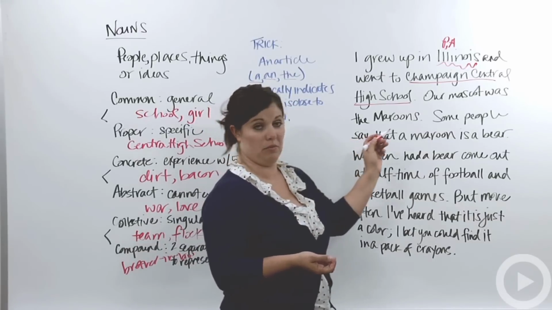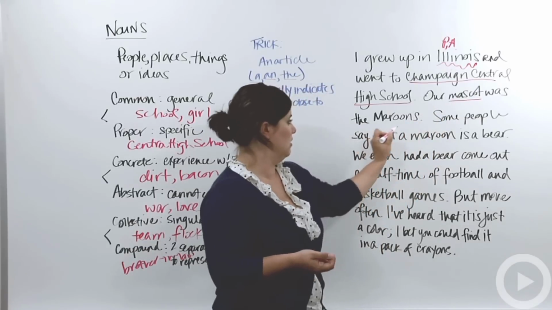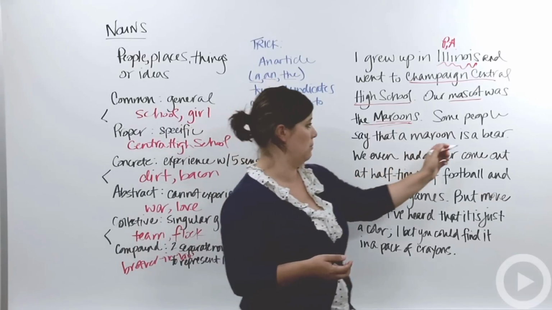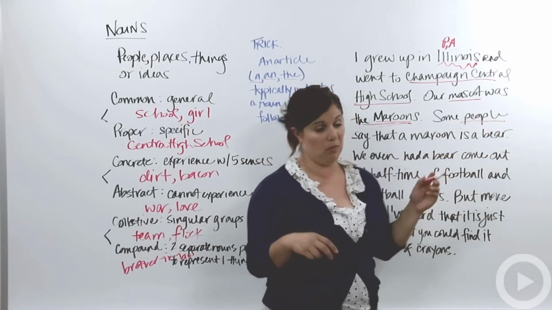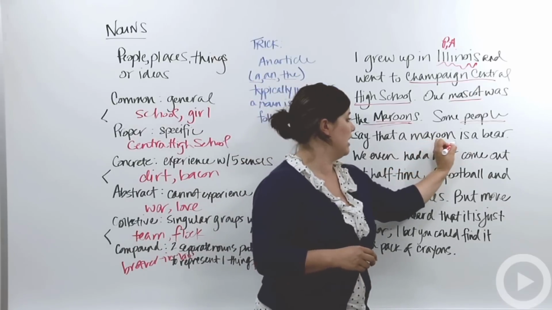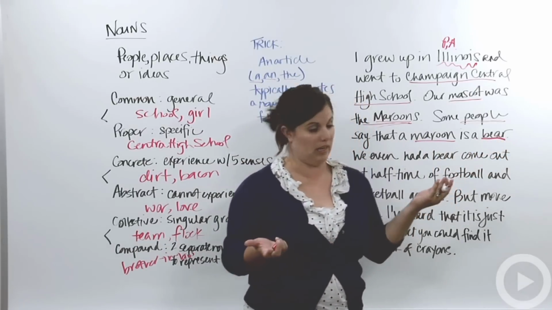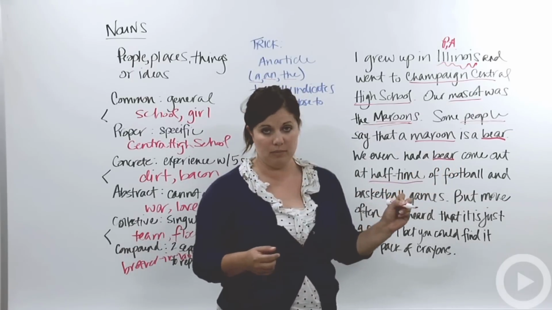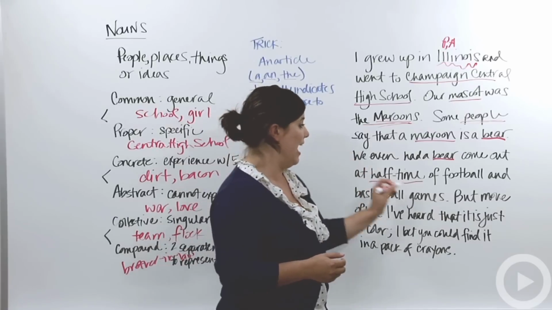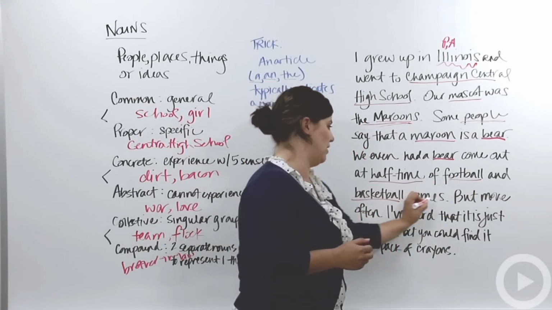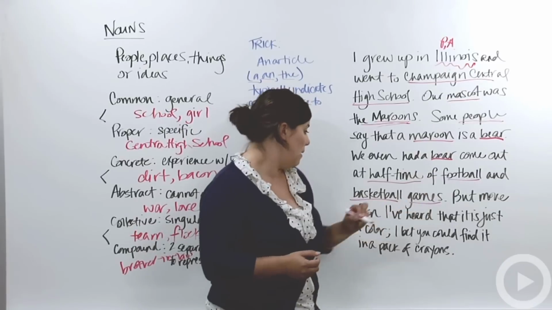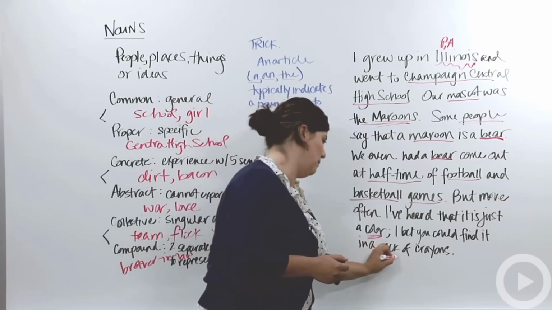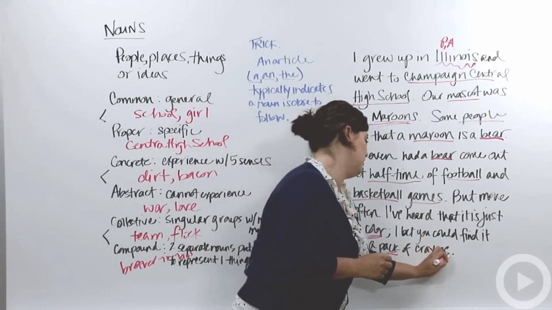Our mascot was the Maroons. So a mascot is a thing, and the Maroons are also a thing. Some people say that a maroon is a bear. So people are obviously people, places, or things. Maroon we have again, and then it's a type of bear, which is an animal. We even had a bear come out at halftime, and this is a tricky one, halftime is one of those compound nouns that's hyphenated, as is football and basketball and games. All right? But more often I've heard that it is just a color. I bet you could find it in a pack, one of those collective nouns, of crayons.